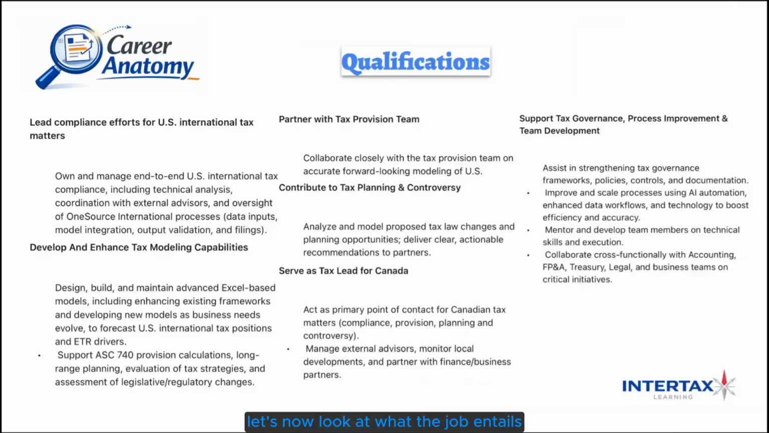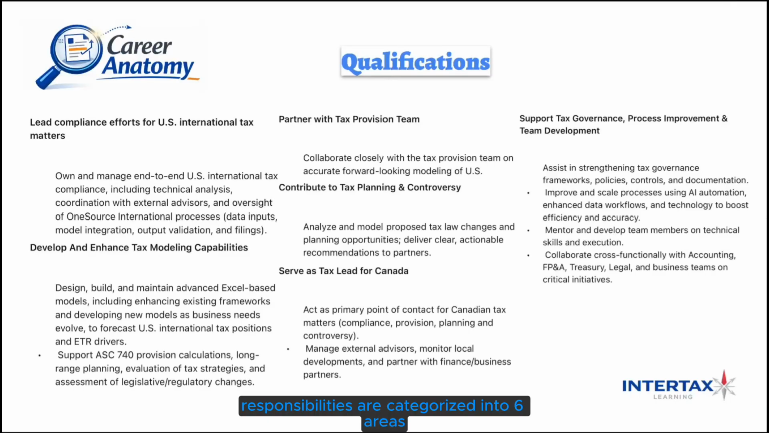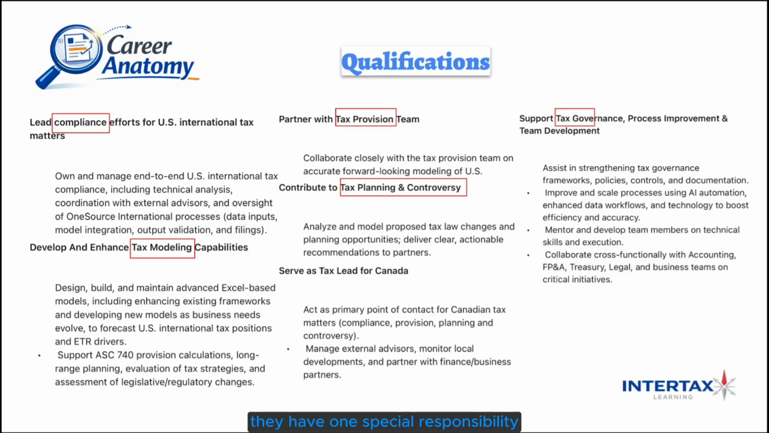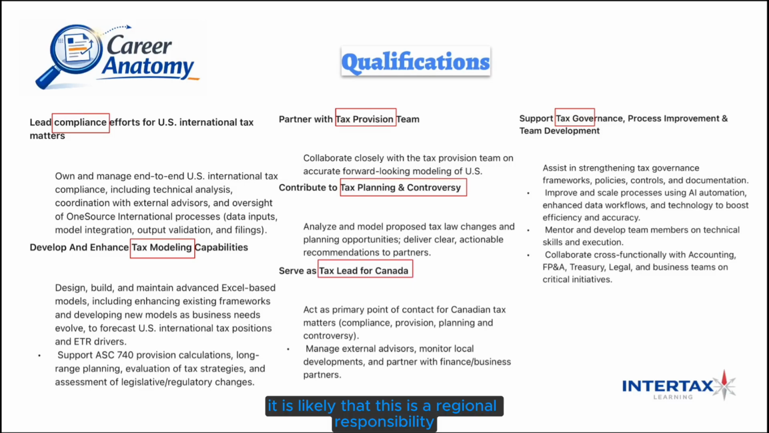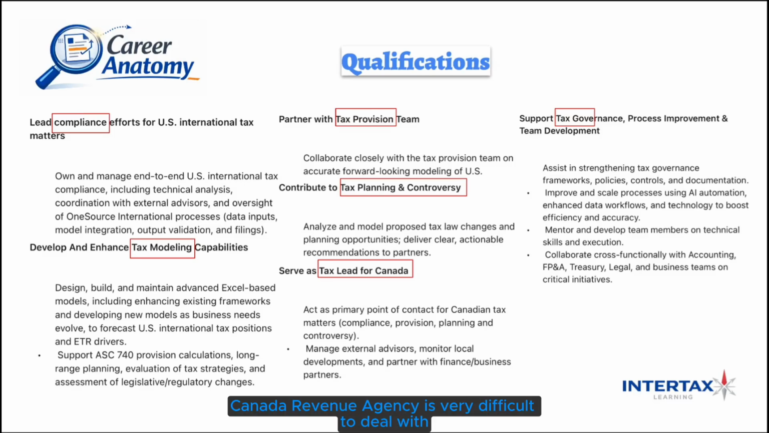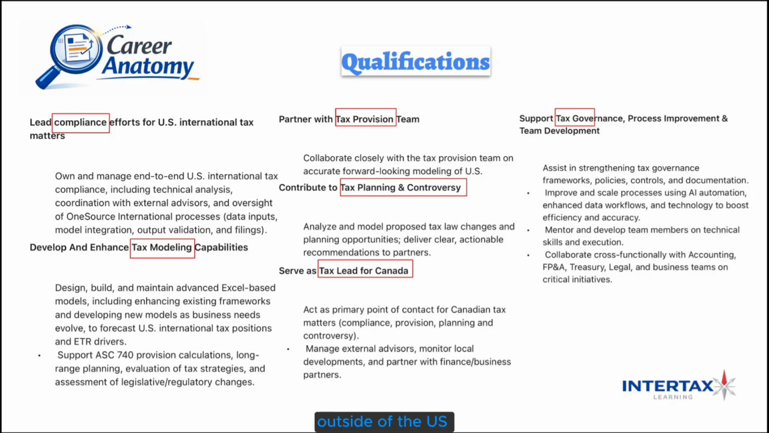Let's now look at what the job entails. Responsibilities are categorized into 6 areas: compliance, modeling, provision, planning and controversy, and governance. They have one special responsibility called Tax Lead for Canada. It is likely that this is a regional responsibility that each tax manager has on the plate. It makes sense. Canada Revenue Agency is very difficult to deal with, and Canada alone probably represents the largest portion of the revenue outside of the US.